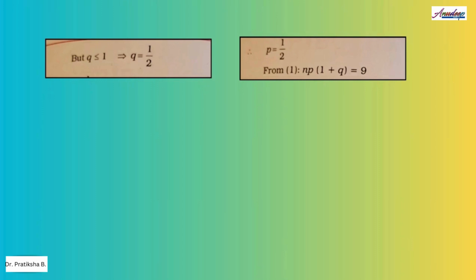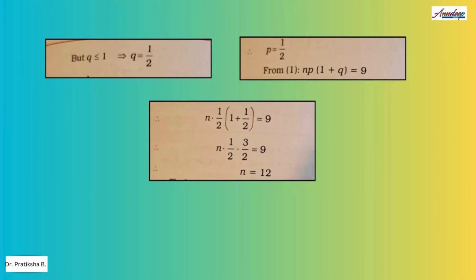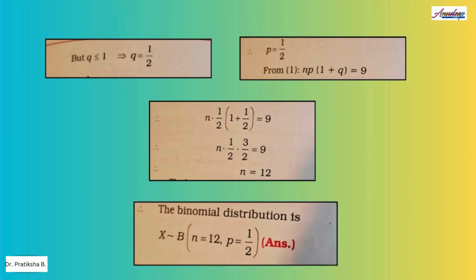So q and p are half here. And now we want to evaluate the value of n. By substituting the values of p and q in the equation, we can find the value of n equals 12. And now we have the parameters n and p with us. We can write the binomial distribution for the given problem: x follows binomial with n equal to 12 and p equal to 1 by 2.